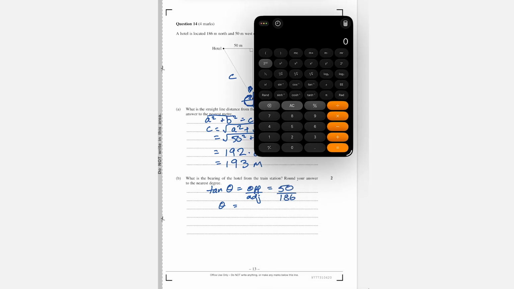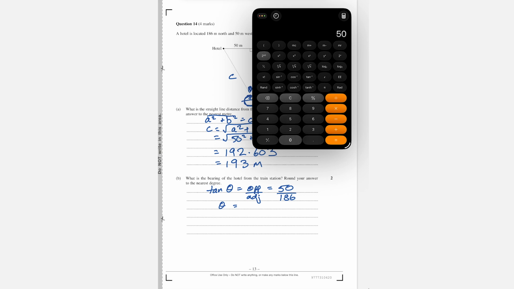So we want to put in 50 divided by 186. So I get my decimal first. And then I want to get tan minus 1. So that is untanning that fraction. And I get 15 degrees.